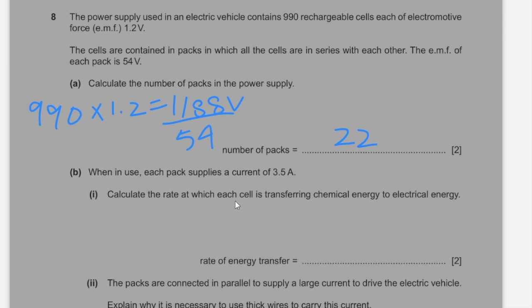1, calculate the rate at which each cell is transferring chemical energy to electrical energy. So the rate is power, which is also energy divided by time, but over here power is equal to voltage times current. The voltage of each cell is 1.2, and as mentioned, the cells are in series, which means each cell gets the equal current of 3.5, and that is equal to 4.2 watts.